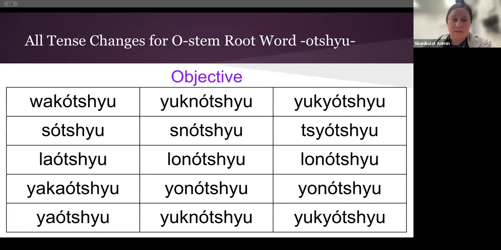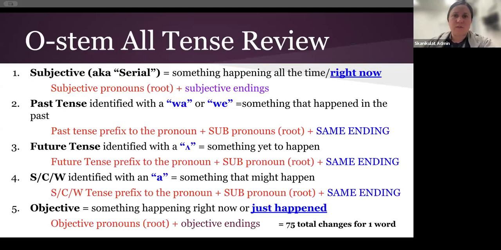And then we just did the objective. Wagochu, I have pulled it out. And then the rest of the changes here on the screen. So just to really quickly recap and review this set here, we have the subjective, which we call the serial. That's something happening all the time or right now. In this case, in this verb, it's happening right now.